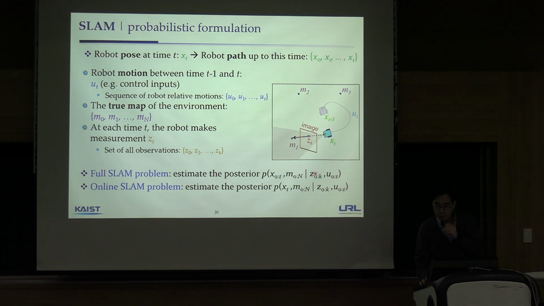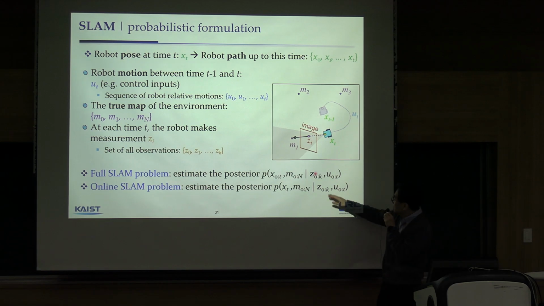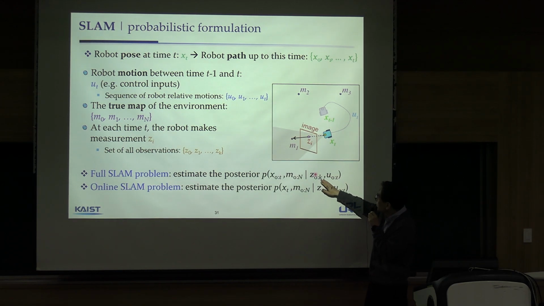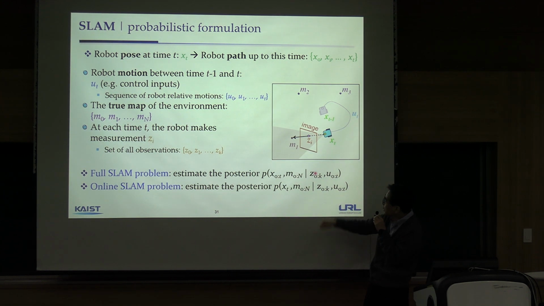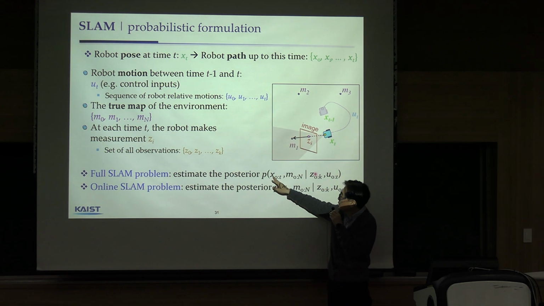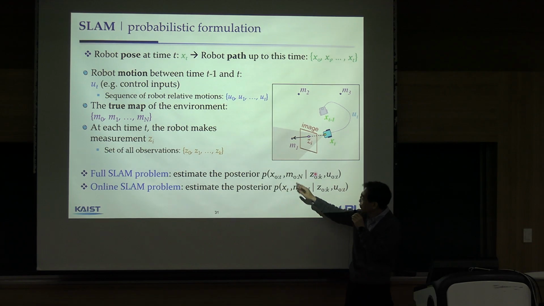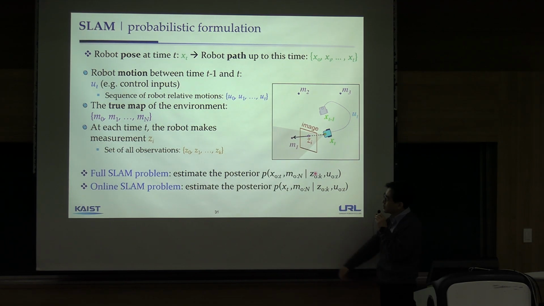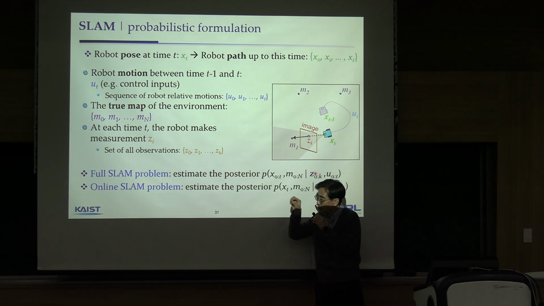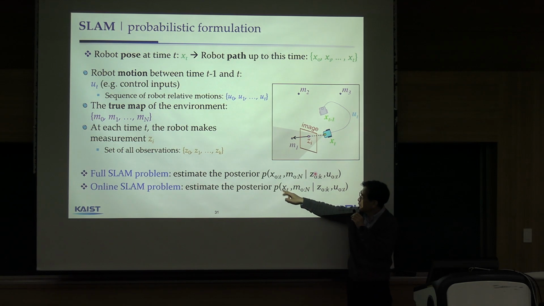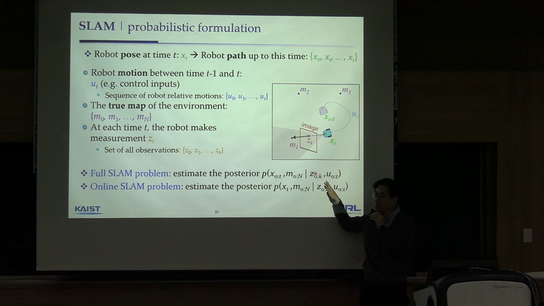So this is the full SLAM problem. We utilize all the possible information, all the control inputs, all the measurements, and we can estimate X from 0 up to T. And also all the landmark information is obtained. And the online SLAM problem only concerns the current pose. So we want to estimate X_T only. We are not concerned about the previous locations, but we focus on the current location update.